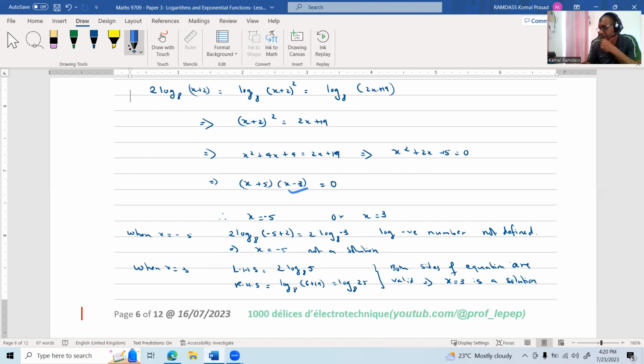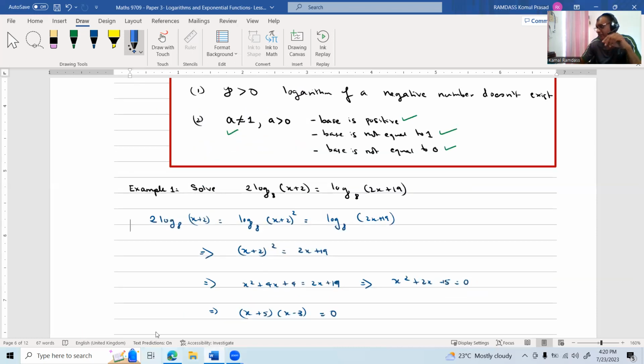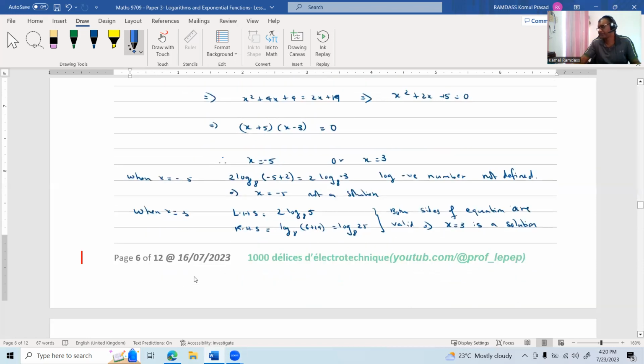We get x equal to 3, we replace that in the left hand side, we gain 3 plus 2, 5, and it exists, OK, it is greater than 0. And we replace in the right hand side, 2 times 3 plus 19, 25. That also exists, that means this equation has one solution, x is equal to 3. OK? X is equal to 3 is a valid solution. Minus 5 is not a valid solution, so we ignore it.